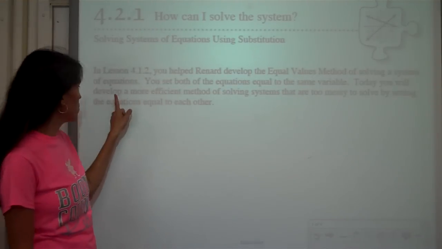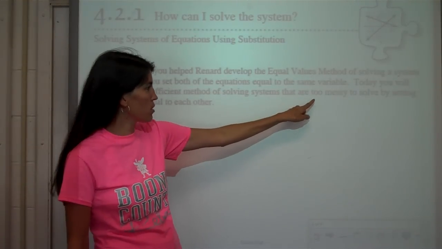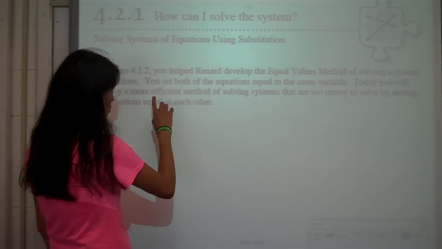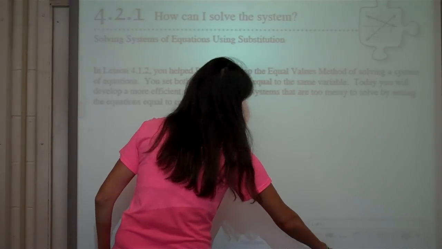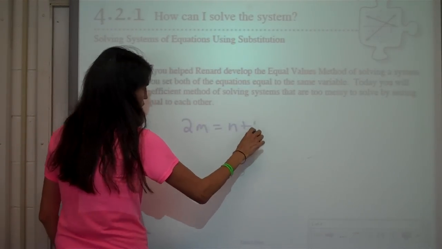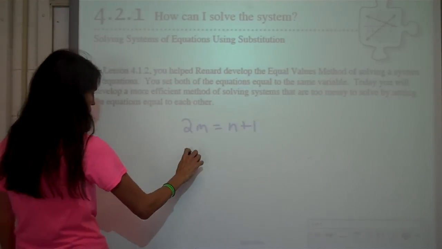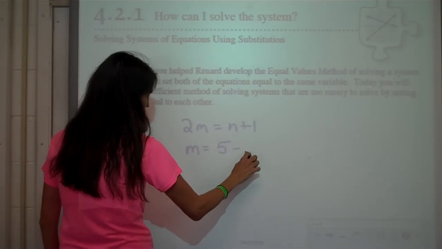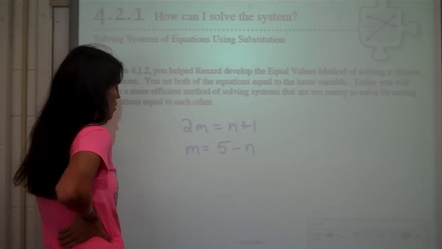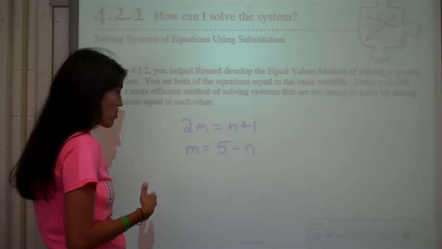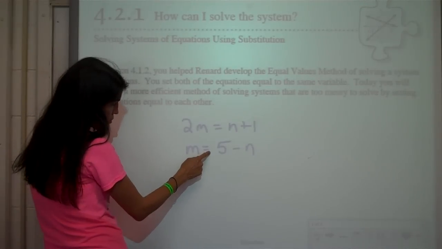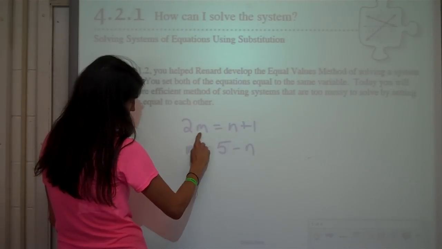Okay? Today you will develop a more efficient method of solving systems that are too messy to solve by setting the equations equal to each other. I actually didn't include this example, it's from your book, but I just want you to understand what being messy means. If you had this system of two equations with the same variables, you couldn't use the equal values method because this has an m equal to everything, but this m is not solved for.